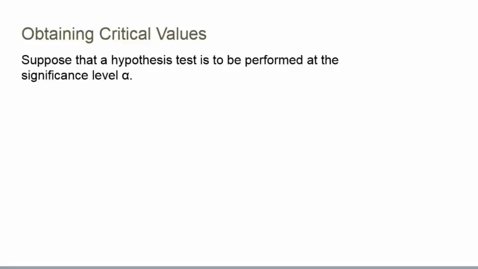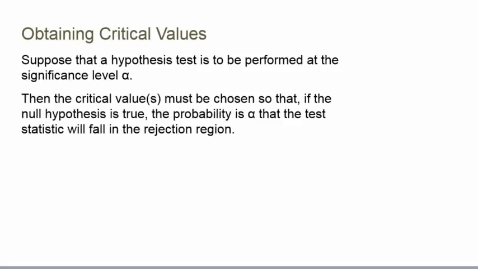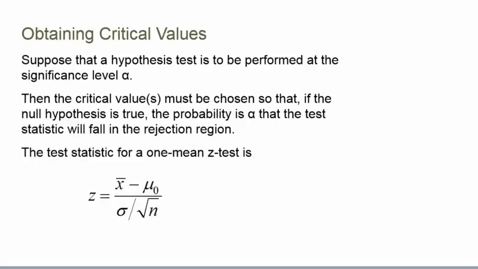Obtaining critical values. Suppose that a hypothesis test is to be performed at the significance level alpha. Then the critical value or values must be chosen so that if the null hypothesis is true, the probability is alpha that the test statistic will fall in the rejection region. The test statistic for a one-mean z-test is z equals x bar minus mu sub 0 divided by sigma divided by the square root of n.